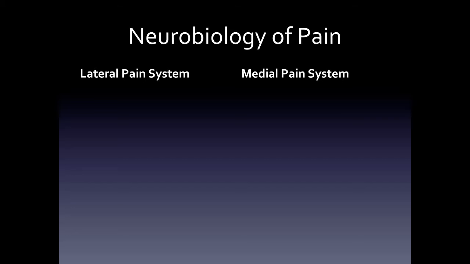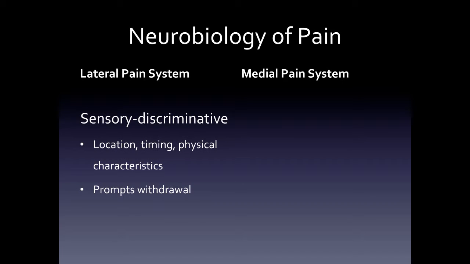taking that signal, taking that value, and producing a behavior in response to it. Now, interestingly, we're kind of wired for this. If you look into our body, we do have a lateral pain system and a medial pain system, and this refers to where these nerve tissues are transmitted and traveling throughout your body. Now, these overlap a little bit, but overall, the lateral pain system contains a sensory discriminative branch, and this provides location, timing, physical characteristics. It really provides that nociceptive signal, that unpleasant signal, and it prompts that withdrawal response.